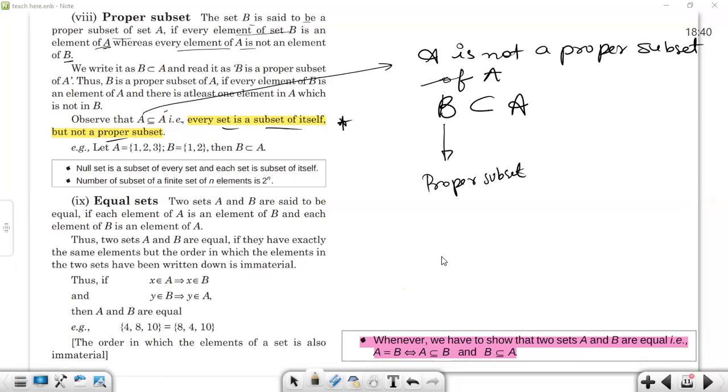Any doubt? Please respond. No doubt, sir.